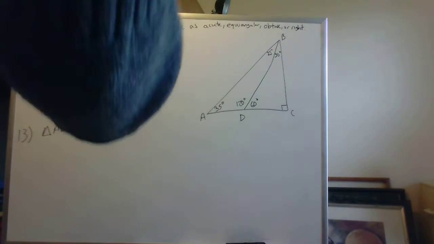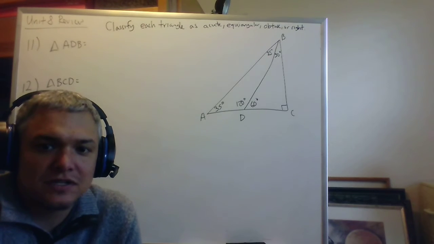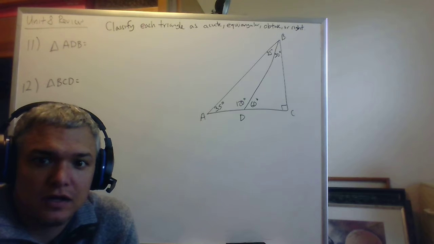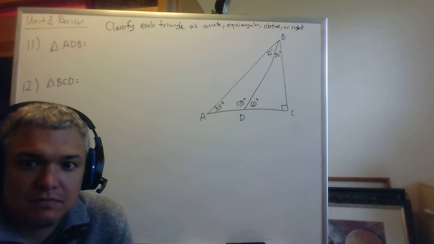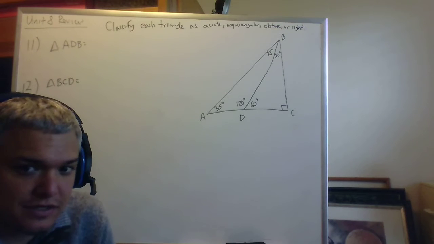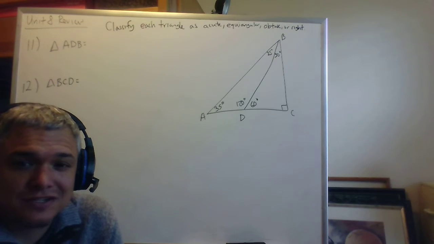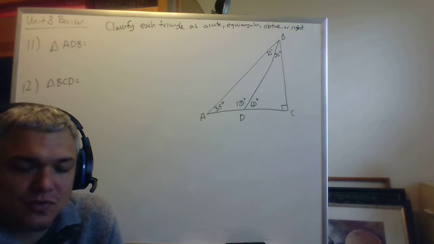Right, welcome back. We are now going to continue on to the unit review for Unit 8. We are on problems 11, 12, and 13. Keep in mind that some of these problems repeat, so you might have problem 12 on one page and problem 12 on the next page. It's just the way the problems were selected in your textbook.